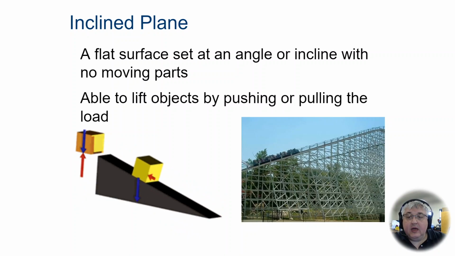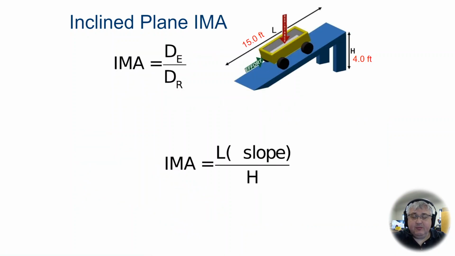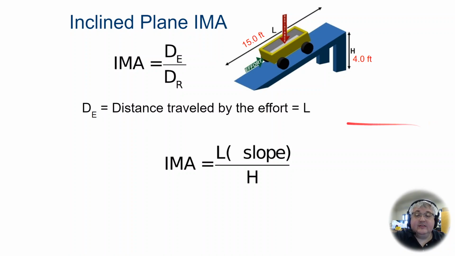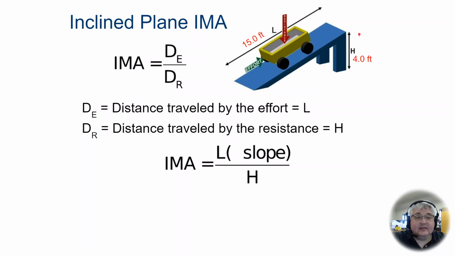So when we do the IMA, again, same formula as before, what you've written down in your engineering notebooks: distance of your effort divided by distance of your resistance. In this case, it's the length of the slope divided by the height. The distance traveled by the effort is the length of the slope, the travel distance that we've done. The distance of the resistance is how high I moved it.